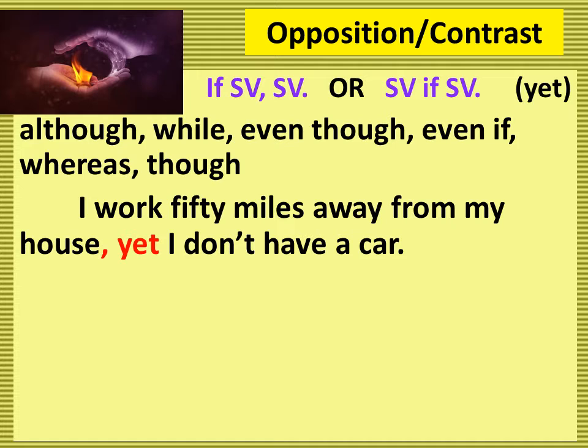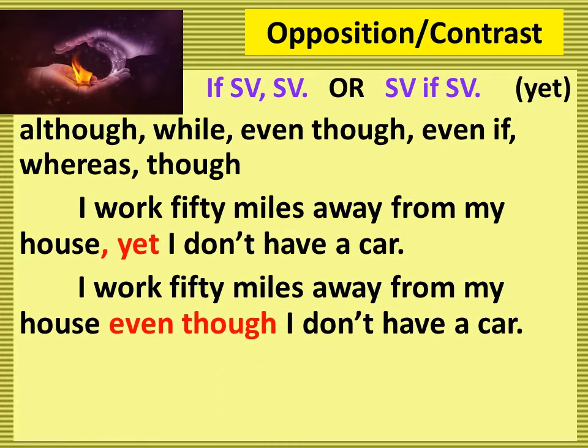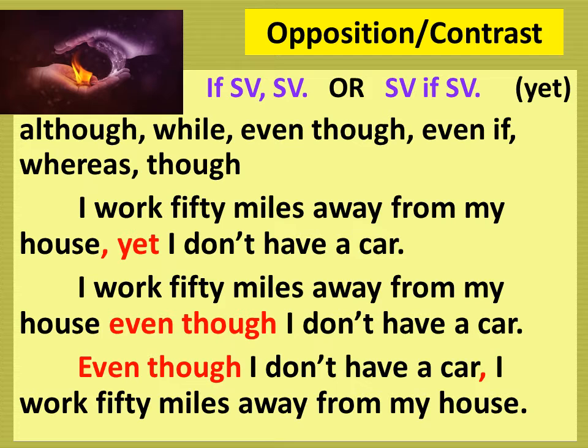Look what happens if I substitute the subordinating conjunction, even though. I work 50 miles away from my house, even though I don't have a car. It means the same thing, but now, because it's a subordinating conjunction and it's in the middle of the sentence, I don't have a comma. Why? It's just a rule. I can flip that around and say, even though I don't have a car, comma, I work 50 miles away from my house. So those are three ways of saying the same thing.